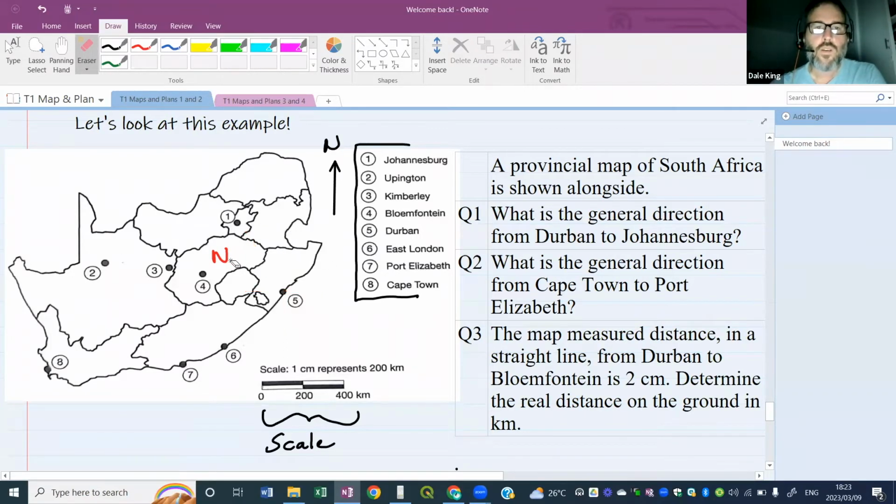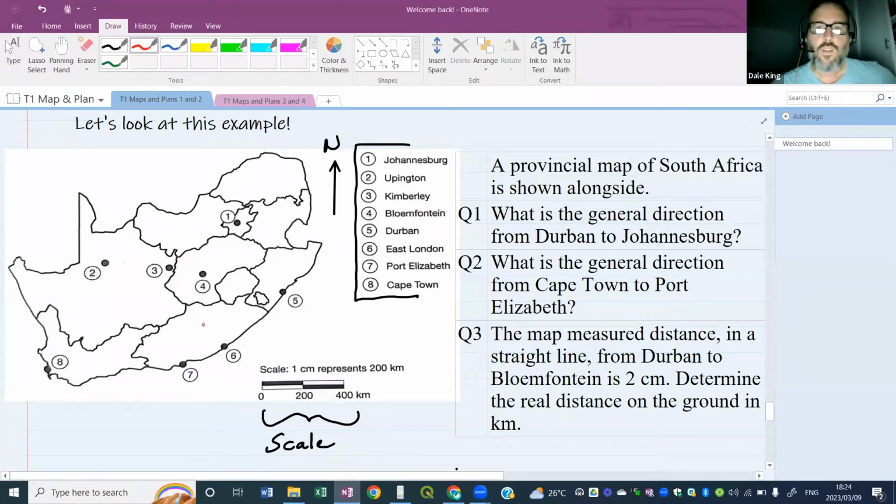Here's another one. What is the general direction from Cape Town to Port Elizabeth? Anyone? We got west, we got southwest. We're just going through basic map orientation and map skills for maps and plans. So we're going from Cape Town to Port Elizabeth. Now Cape Town is down here. Southeast. Now that's interesting. I've got a lot of people saying southwest, and you are saying southeast. I love it when the answers are different.